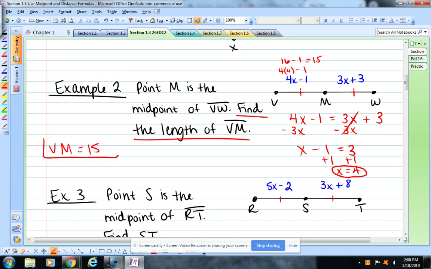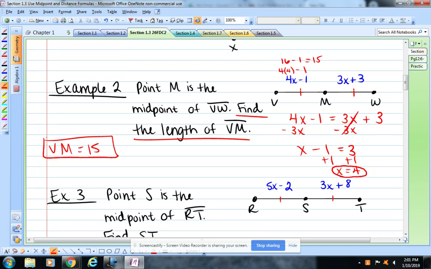Now that's my answer. Could I check it? How could I check it? The other one should also be 15, shouldn't it? What's 4 times 3? What's 12 plus 3? 15. So it's 15 on both sides. So that's correct then. Y'all with me?